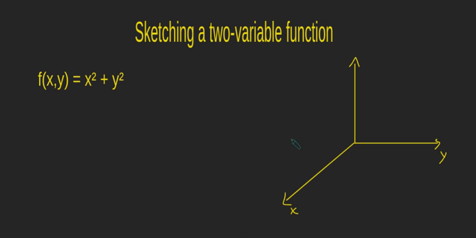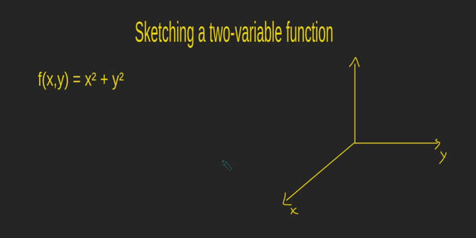Today we are going to learn how to sketch a two-variable function. So here you have a two-variable function and we will learn how to draw it here on the graphic. It could be something like this, a surface in space, but what is the shape of this function?